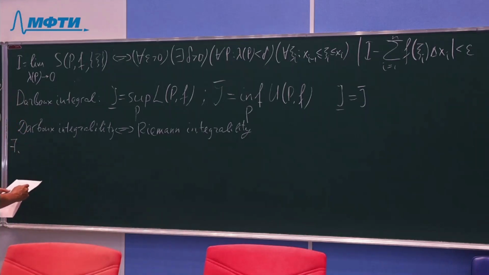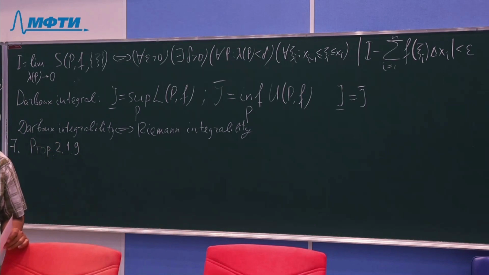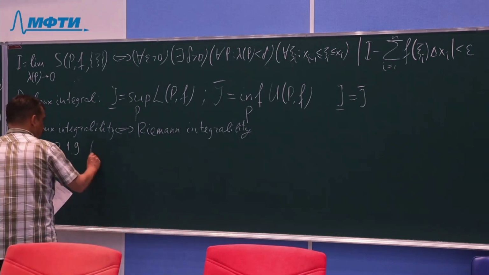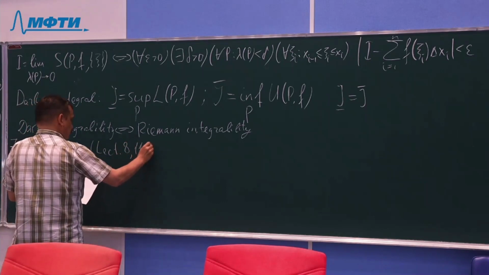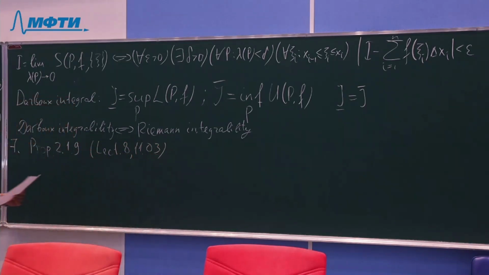Necessary condition for Riemann integrability. That is proposition 219. And from my point of view, the proof in your lecture notes is extremely short. Extremely short. So I recommend you also to use my lecture where I gave more details. It was lecture 8 of 11 March.